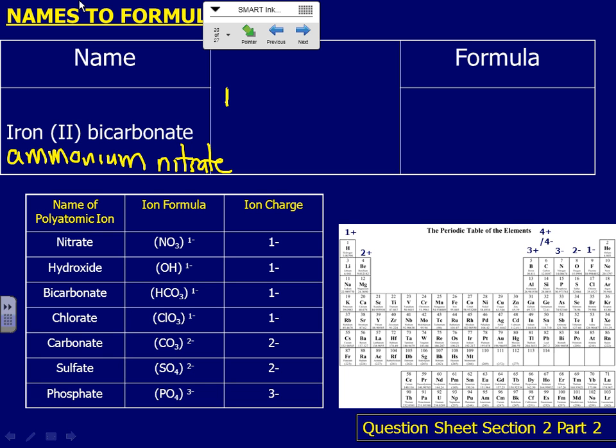So, ammonium, NH4. I'm hoping you're ahead of me, but maybe you're not. Again, I like to put brackets because I don't know whether I'm going to have to cross anything over. What's the nitrate? Formula for nitrate. Jocelyn, what do you got?